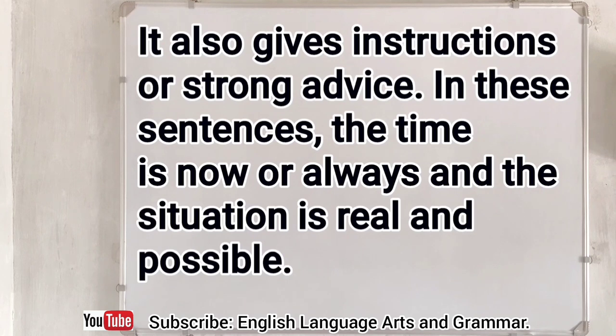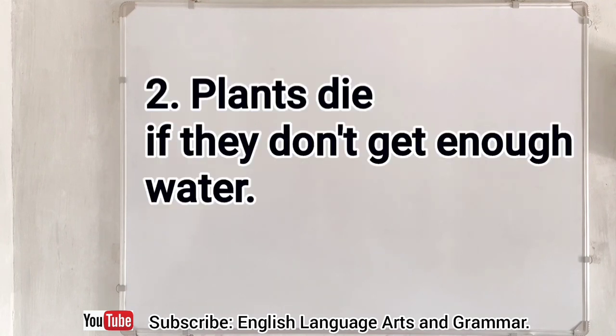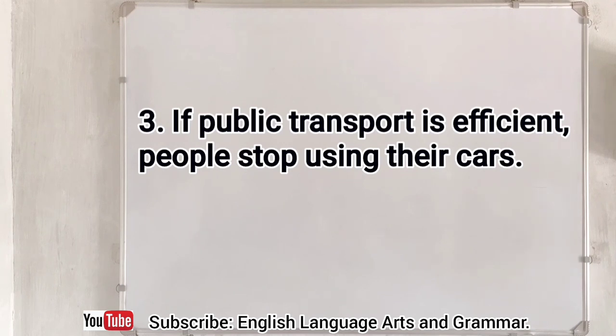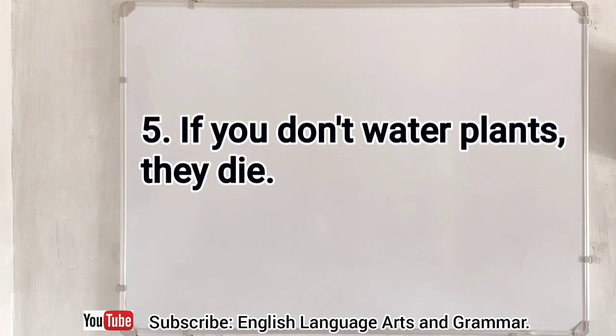In these sentences, the time is now or always, and the situation is real and possible. Let us learn some examples of it. If you freeze water, it becomes a solid piece. Example 2. Plants die if they don't get enough water. Example 3. If the public transport is efficient, people stop using their cars. Example 4. If you mix red and blue, you get purple. Example 5. If you don't water plants, they die.